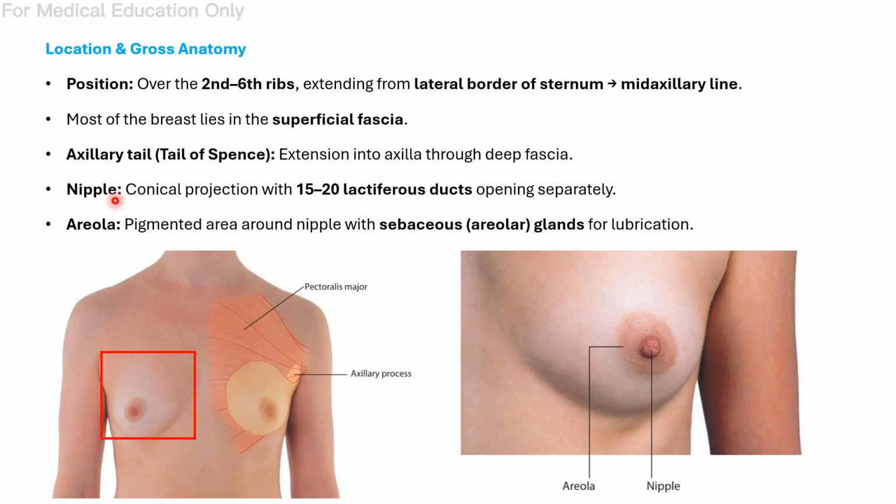You can see two structures in the breast, the nipple and the areola. This is the nipple and this is the areola. The nipple is a conical projection with 15 to 20 lactiferous ducts opening separately. The areola is a pigmented area around the nipple with sebaceous glands, or areolar glands, for lubrication.